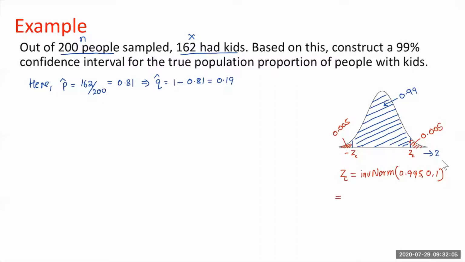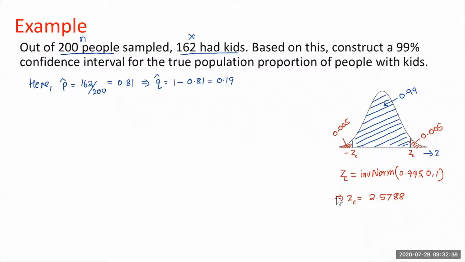Now, if you use your calculator, make sure you type this in your calculator. So z sub c should be 2.5758. This is the result that we obtained from the TI-84 calculator.